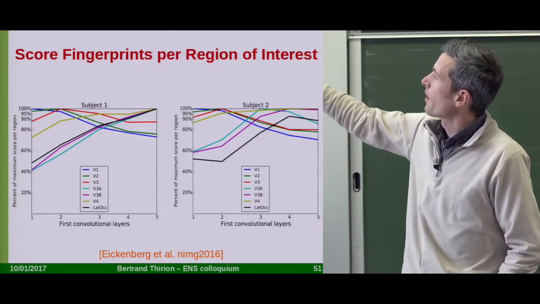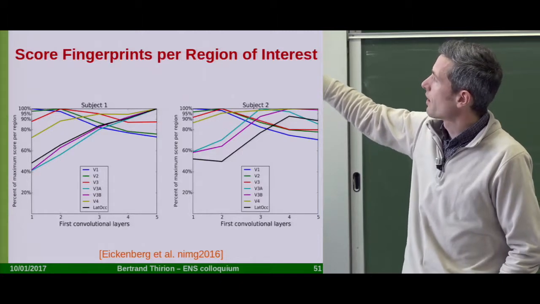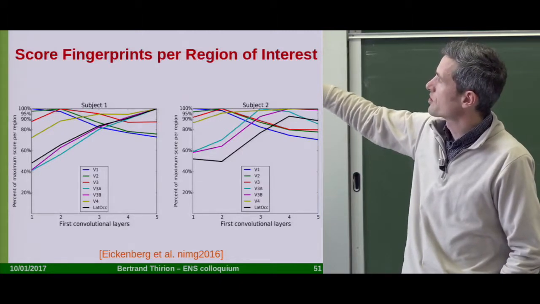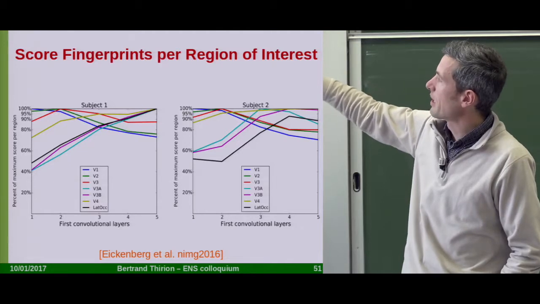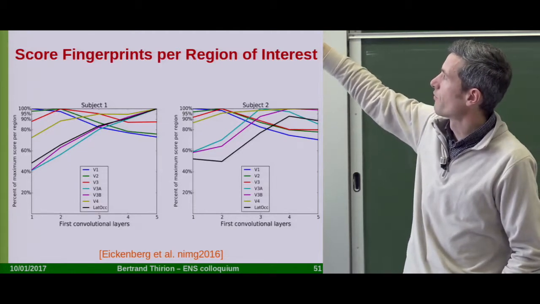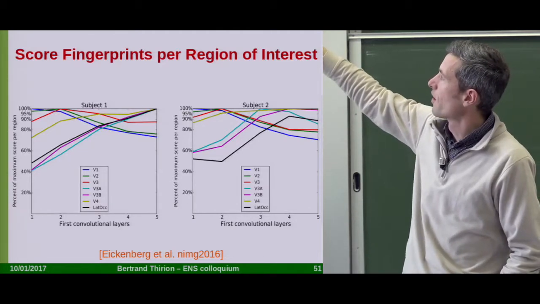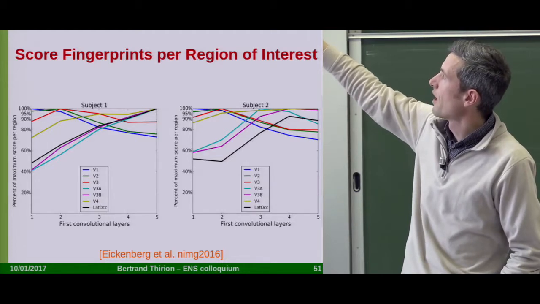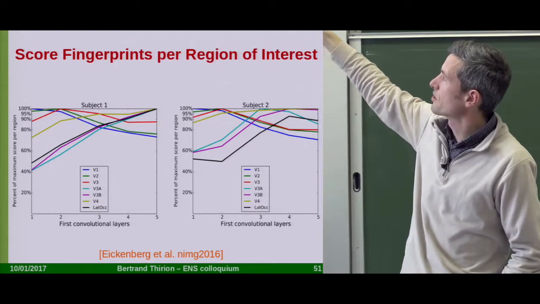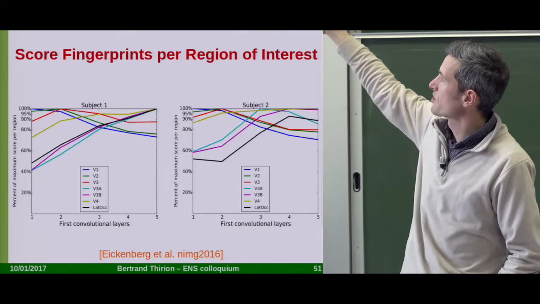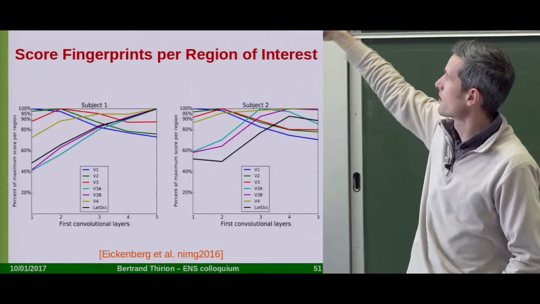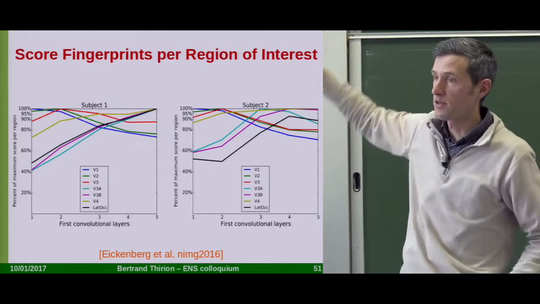So another way to look at this is to look, for different regions of the brain, at how well they are explained by the different layers of the network. And you see that the first areas, V1, V2, V3, are best explained by the first layers, while some more advanced regions are better explained by the last layers. And this holds for different subjects.